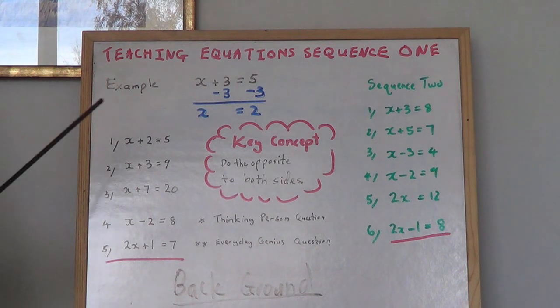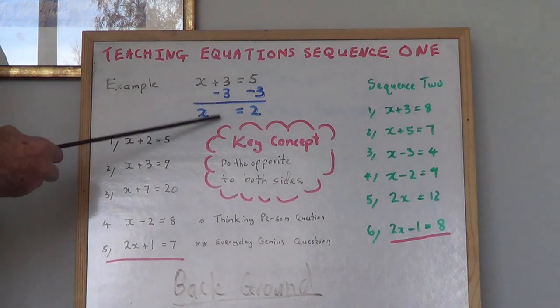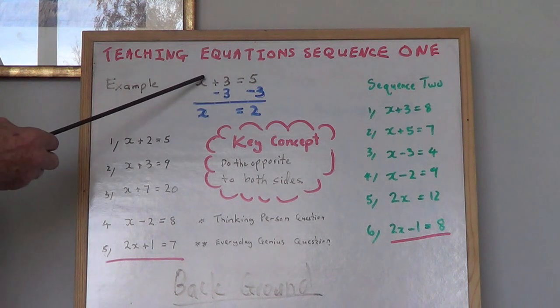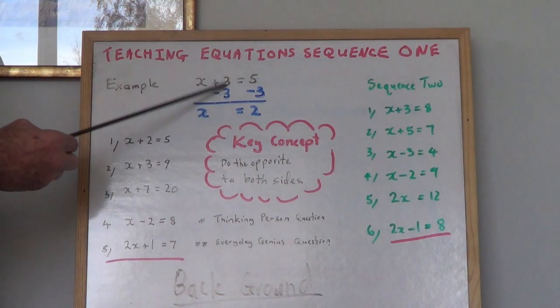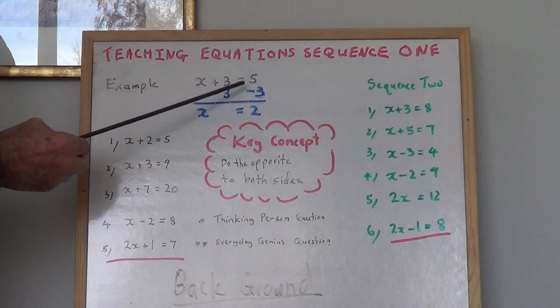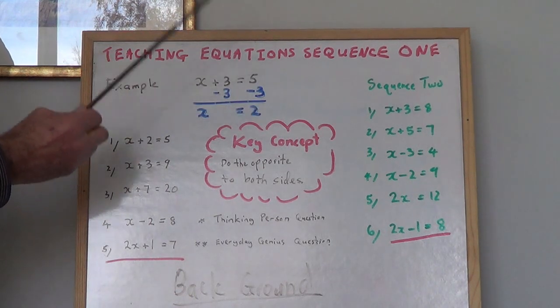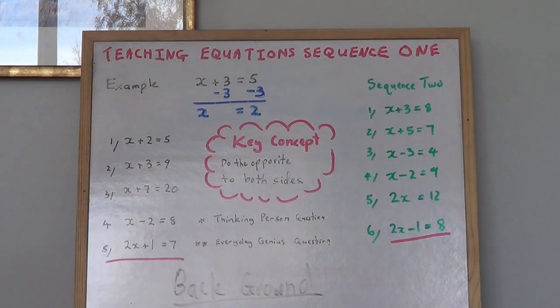Right? And I get them to work in columns like this, this, and this. So the x goes there, the 3 take away 3 is nothing, so they put nothing there. The equal sign goes there, and 5 minus 3 is 2, and they've done the question. And then I give them a sequence of questions to do.